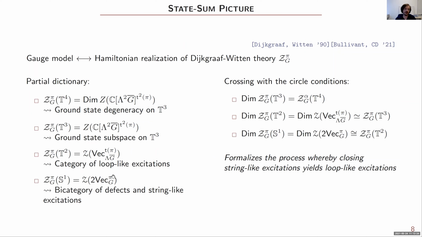Let me now go back to the state sum picture. The model in 3D is still a Hamiltonian realization of Dijkgraaf-Witten theory. It's just a 4D TQFT now, which means that this theory is going to assign a category to two-dimensional manifolds. Let me start with this layer. The category that is assigned to the two-torus is precisely the category of the loop-like excitations that we derived before.